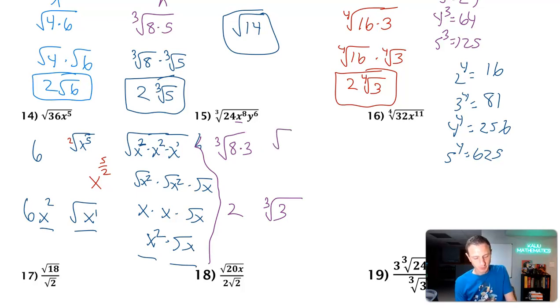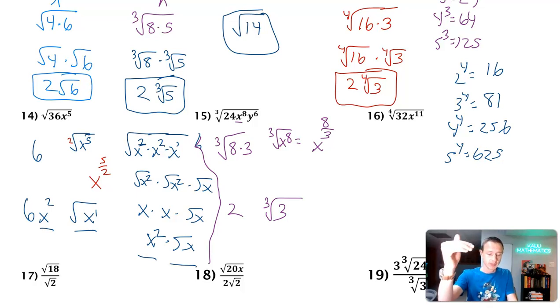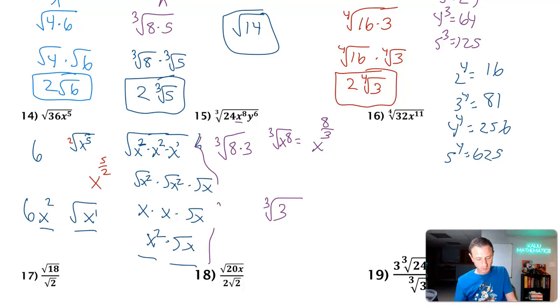So I have the cube root of x to the 8th. And I'm going to show you that fraction trick again. So this is x to the 8 over 3, just using rational exponents. So 3 goes into 8 how many times? 3 goes into 8 twice. That's 3 times 2 is 6. 3 times 3 is 9. That would put me over 8. So 3 goes into 8 2 times. So that means I'm going to have x to the second power come out.